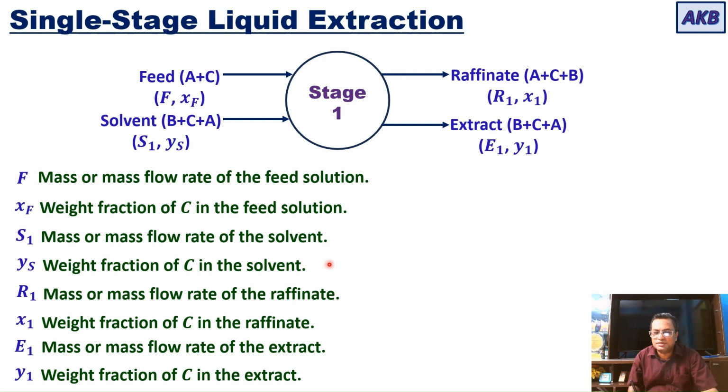So these are the notations that I'll be using in my discussion. If it is a batch operation, we'll have masses of feed, solvent, extract and raffinate phases. And if it is a continuous operation, we'll have to deal with mass flow rates. Okay, so let us use this notation and understand how to write the material balance for this operation: how to write the total material balance, and then how to write the component material balance or the solute material balance.